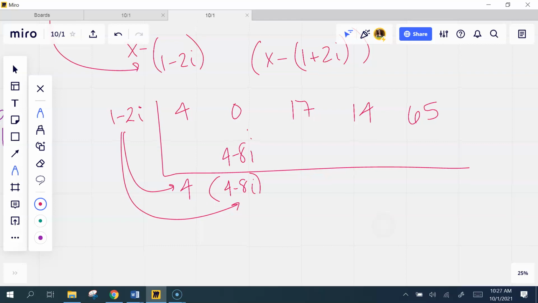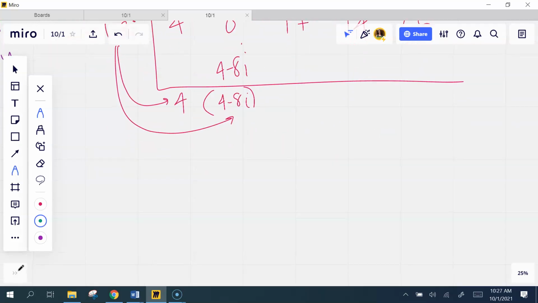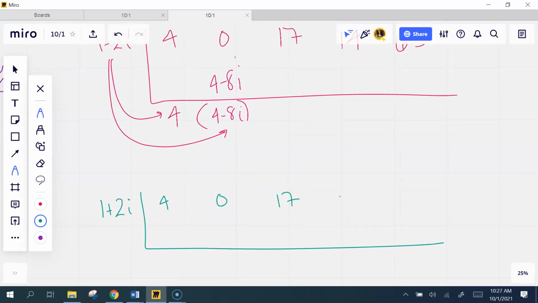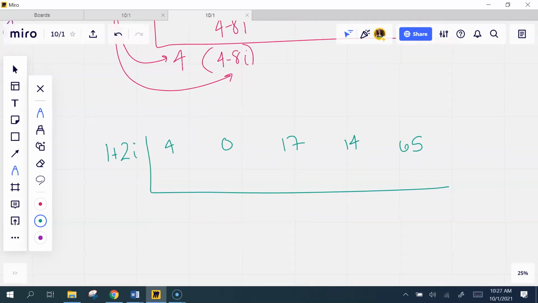What is the conjugate? 4, 0, 17, 14, and 65. So let's try it this time.